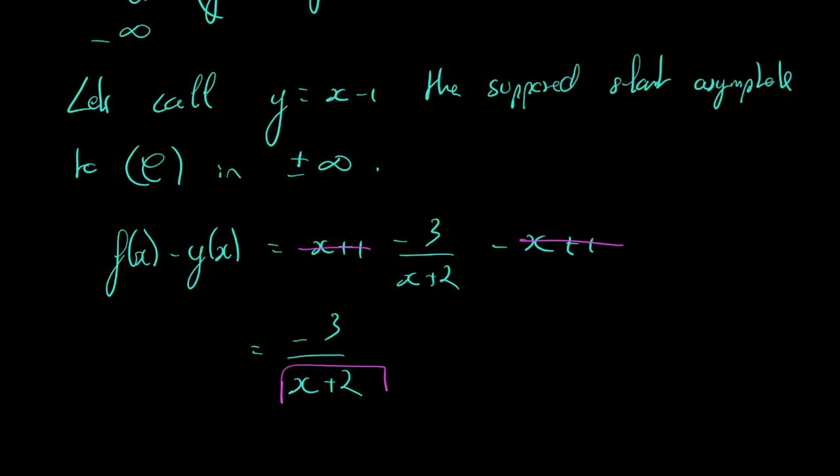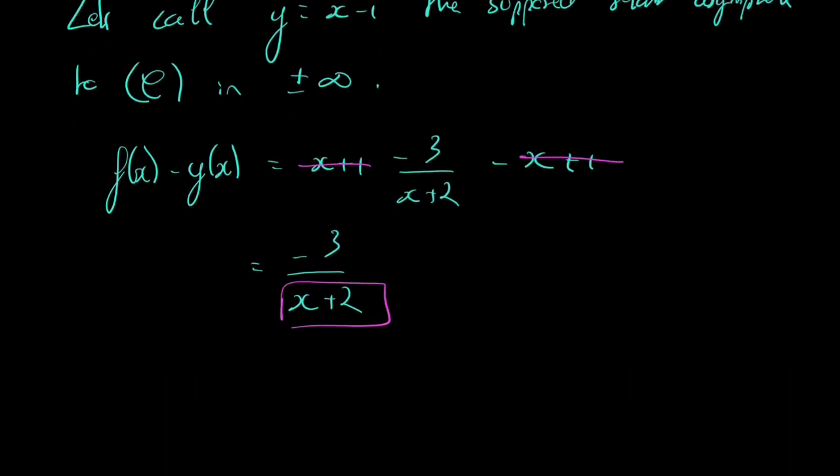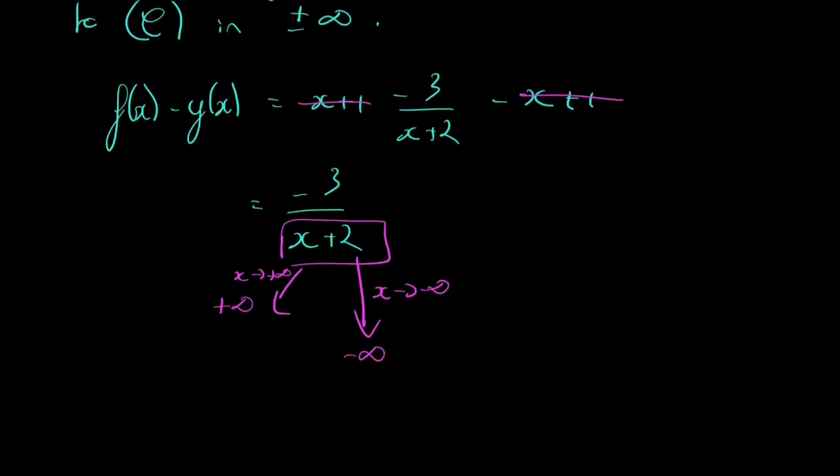And when x tends to plus the infinity, x plus 2 will tend to plus the infinity. When x tends to minus the infinity, of course, this will tend to minus the infinity. And if we have minus 3 over plus the infinity, this is equal to 0. And if we have minus 3 divided by minus the infinity, this is equal to 0 as well.